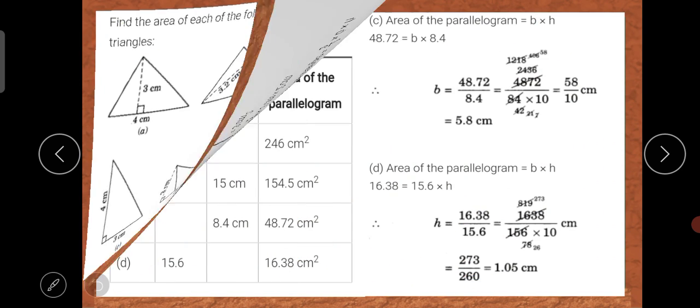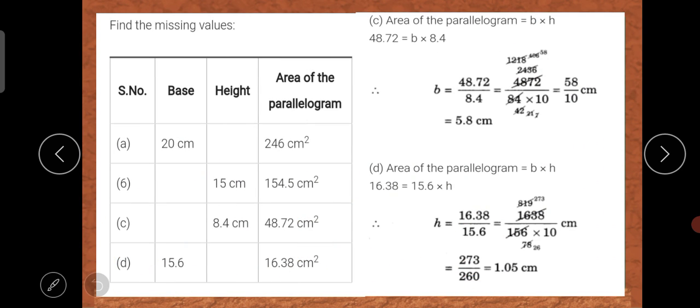Now question number 3C. Find the missing value. In the chart, sometimes the base is given and you have to find the height. Somewhere the height is given and you have to find the base. So the same formula we are going to use to find the height and base. Here I am going to solve 2 questions.